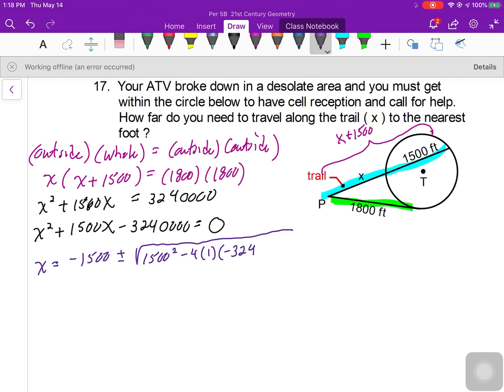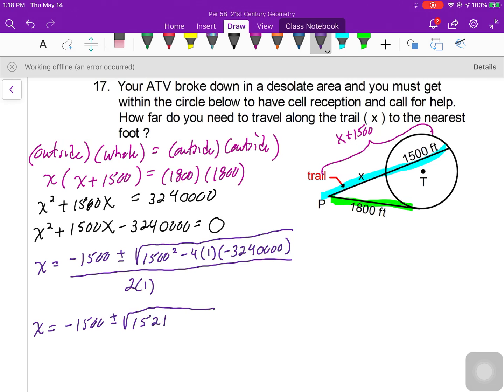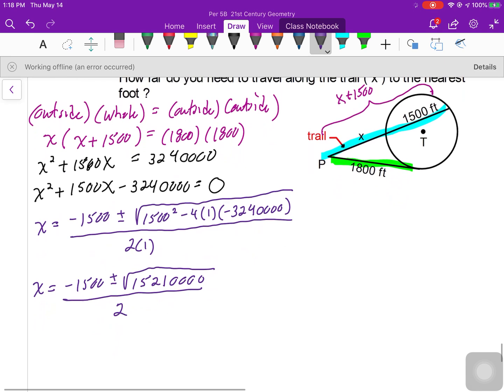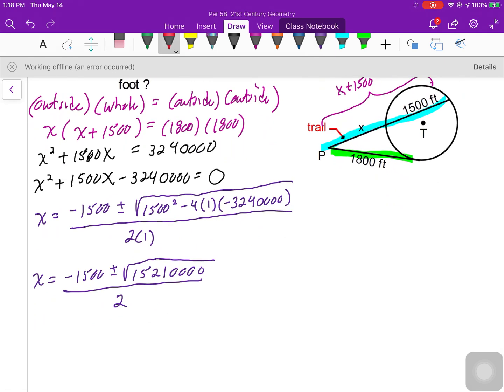Now we have to take the b squared, so 1500 squared minus 4 times the a times the c, which is the negative 324, and then 4 zeros. And that entire thing, including the negative b, divided by 2 times the a. Now, as you've seen me do many, many times, I like to work out what's underneath that square root sign. So this time, I have negative 1500 plus or minus, and beneath the square root sign, I have a 1521 and then 4 zeros. And the bottom, of course, 2 times 1 is just 2.